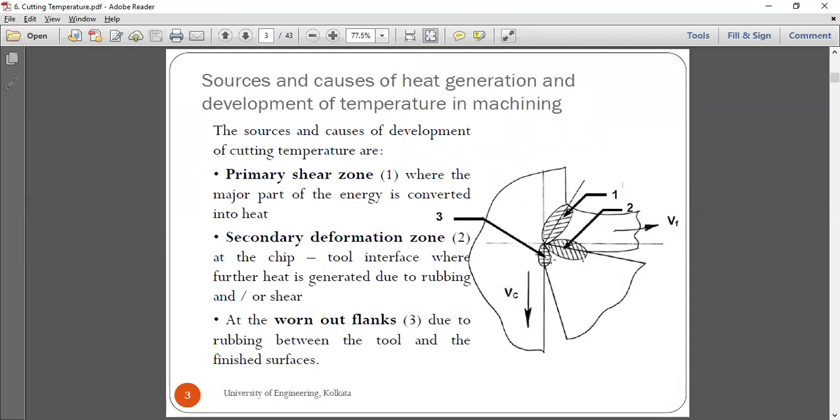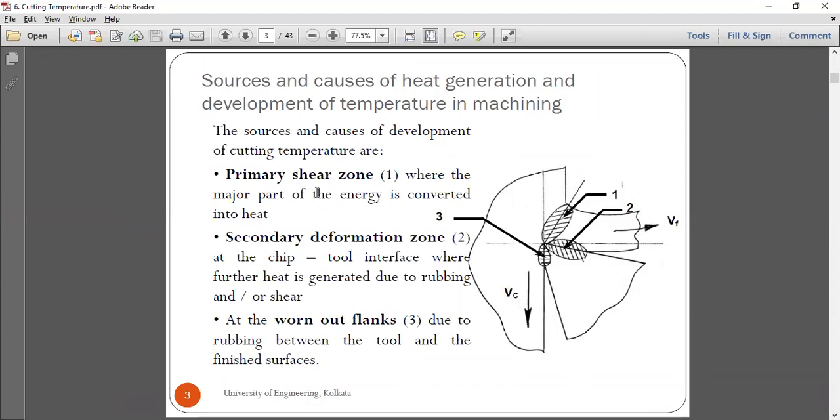So in case the flank clearance angle is not provided properly, or the flank has worn out due to any reason, due to multiple use of the tool, that is the most probable reason, that is when the tool rubs with the machined surface of the workpiece, and there is a chance of generation of cutting temperature in this place.